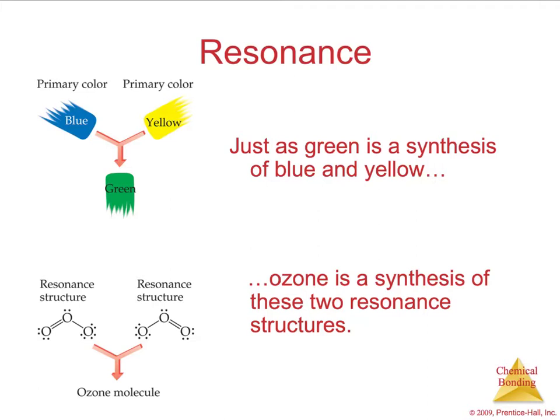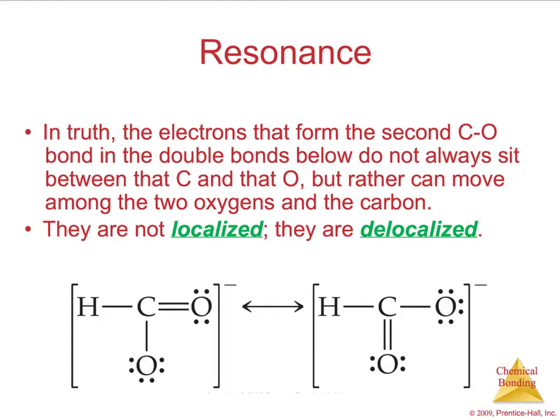Likewise, when we're looking at resonance structures, we can't really say our structure is always going to look like this or it's always going to look like that. We say that it's going to create ozone, which is going to be its own unique molecule. So when we think of resonance structures, we think of this as being a synthesis of the two structures, or a combination of both structures.